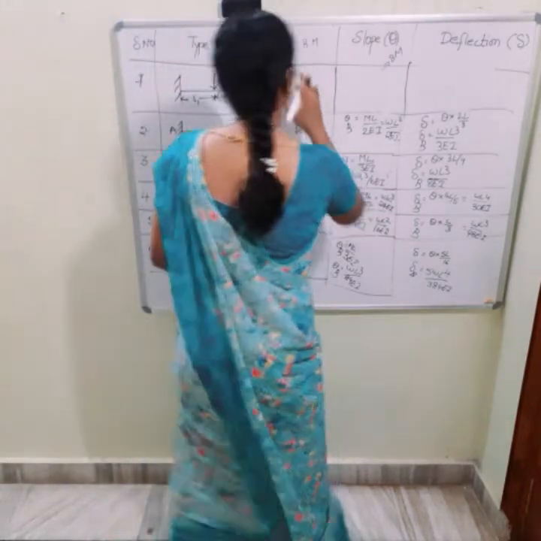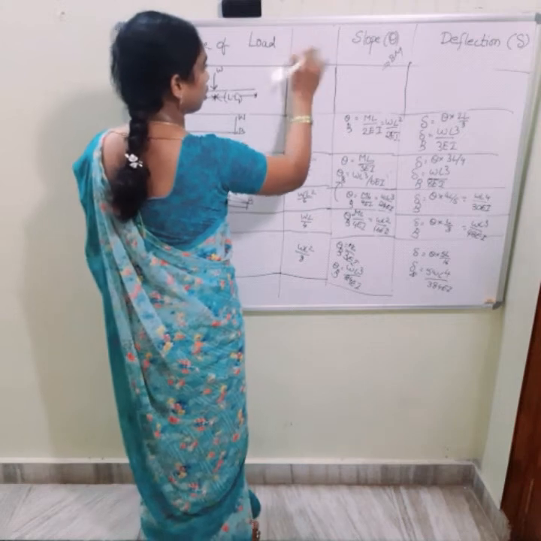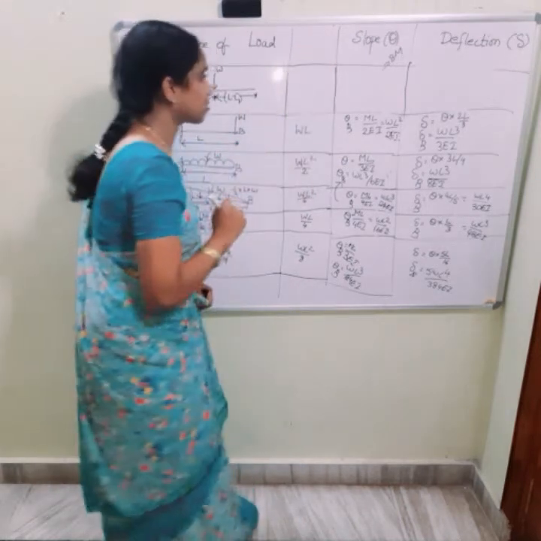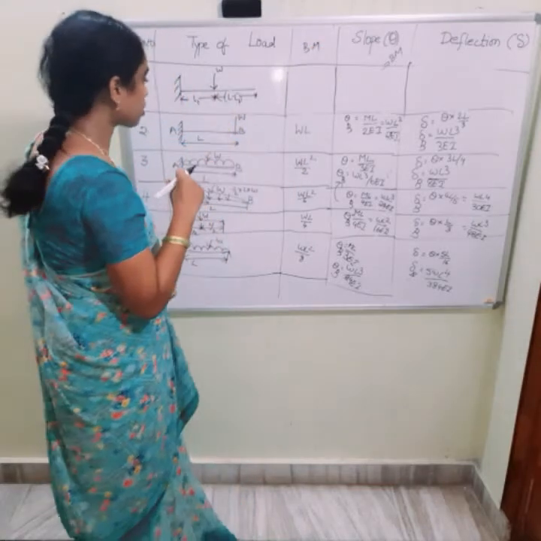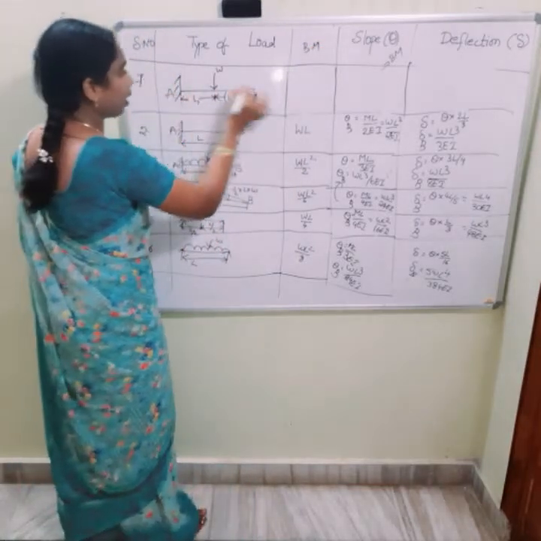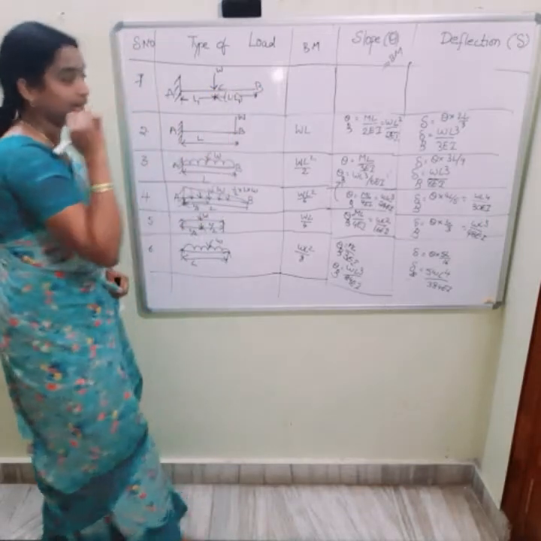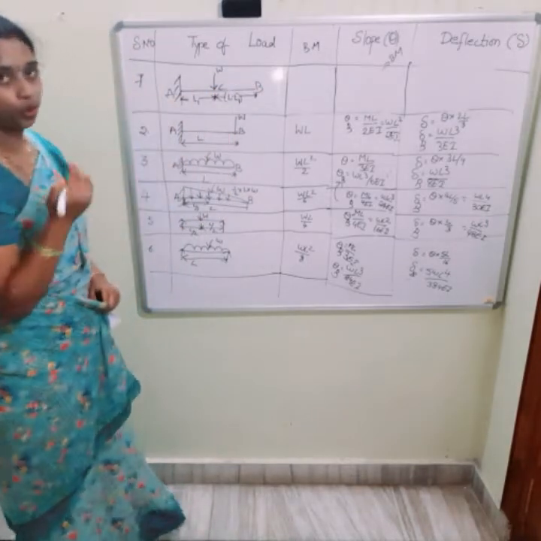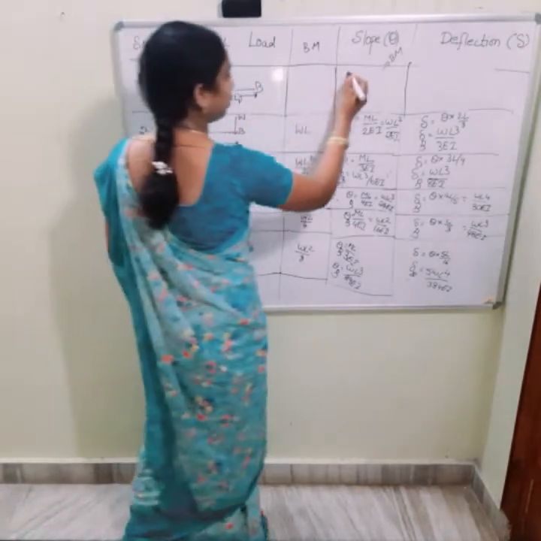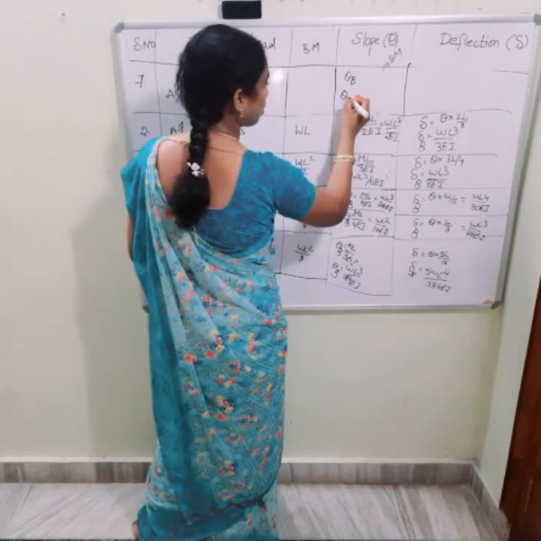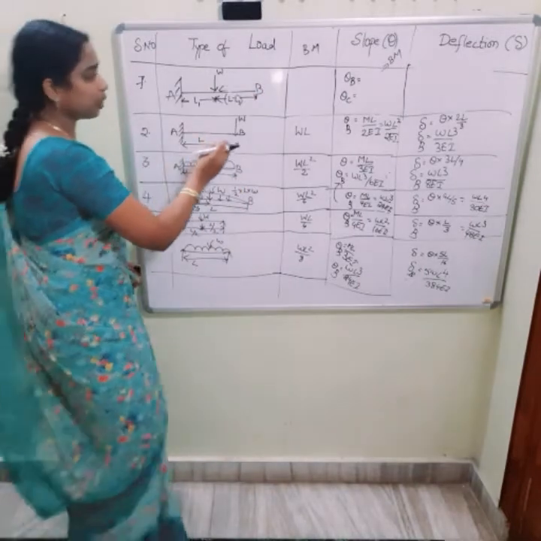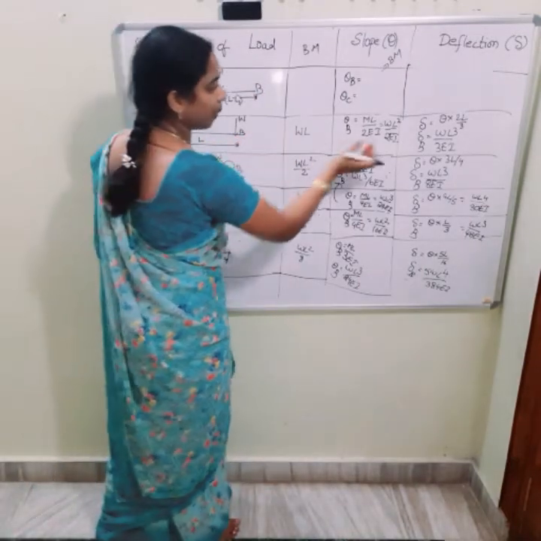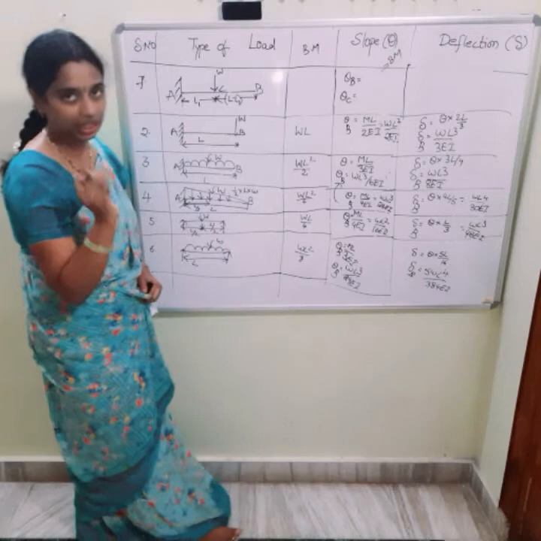But here I need to calculate slope. Okay, I am calculating slope here. See here. I am calculating the slope at A, B and C. Here, for this type of load conditions, the slope will be theta B and theta C also, right? See here. We know the free end value. What is the free end value? WL square by 2EI.